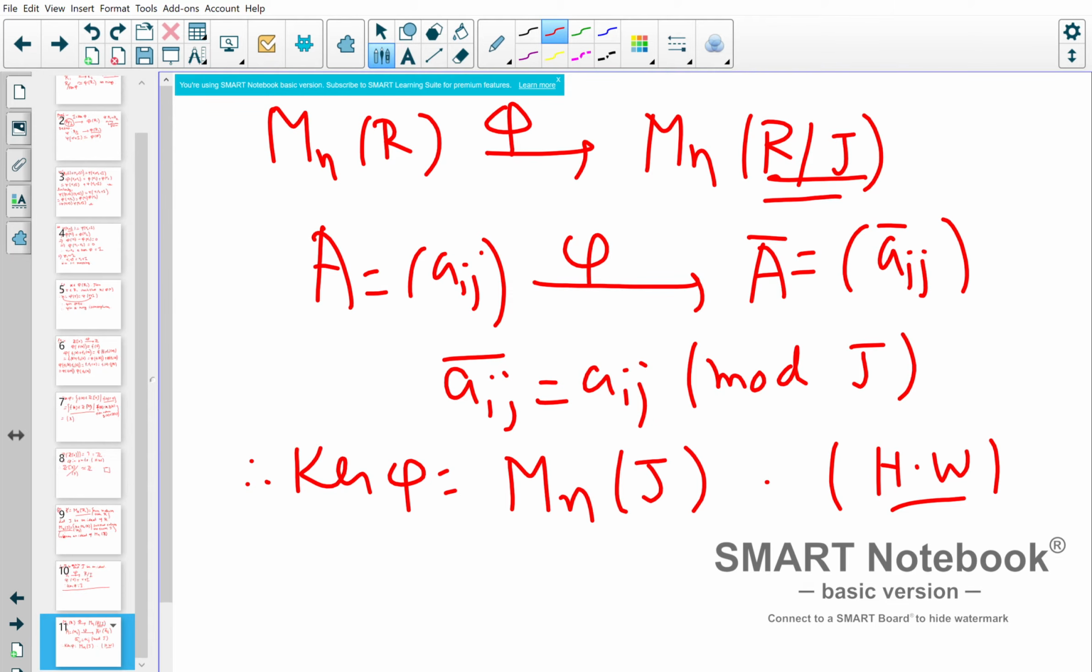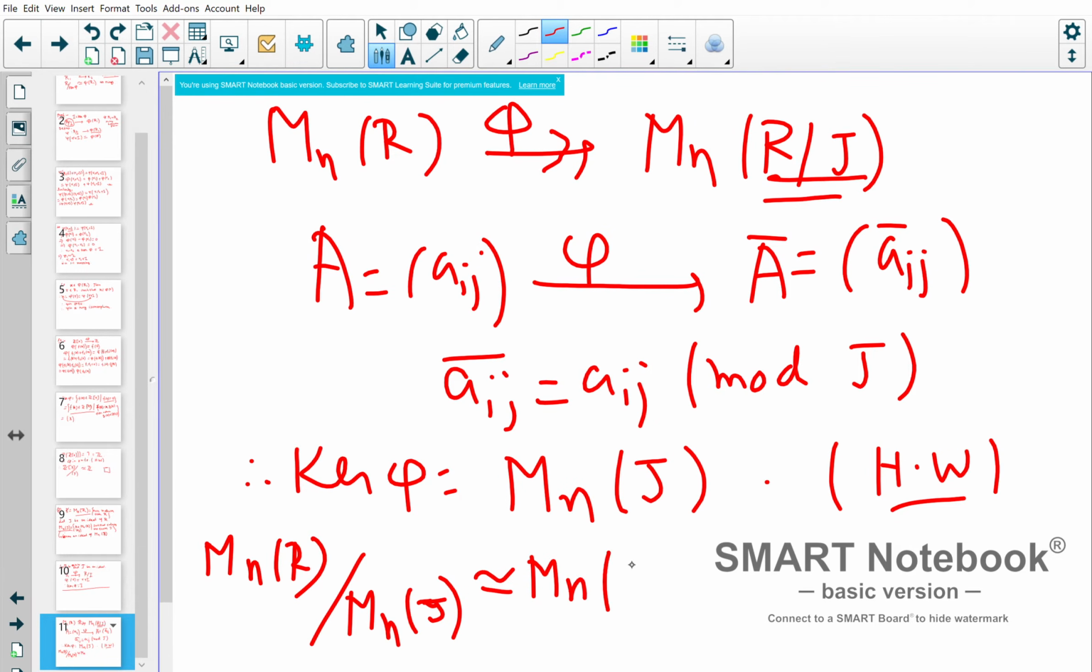Obviously, you can also prove that this is an onto map. So this is an onto map actually, and hence you can say that Mn(R) mod Mn(J) is isomorphic to Mn(R mod J). Clear? Okay, so this is one observation of ring homomorphism.